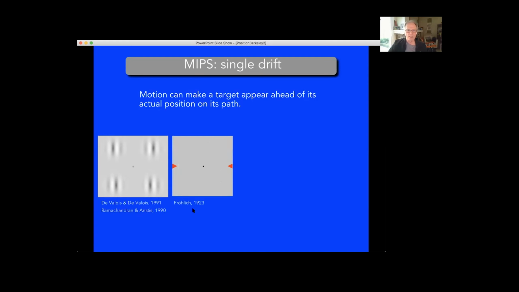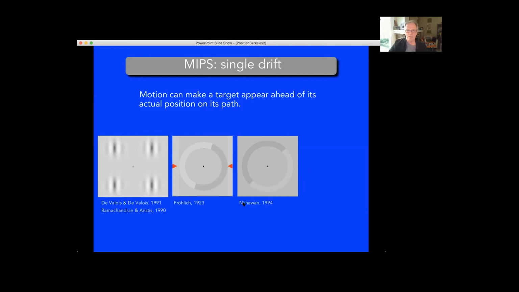The other one is a bit older, so Stuart knows this one, the Fröhlich effect. Here you should be focusing on your movie on one of the red triangles. And you'll notice that as the motion begins, you really only notice the edge a little bit away from the start position. It did actually start right beside the red triangle, but you might not see that because it's delayed in some way. And that's the Fröhlich effect.